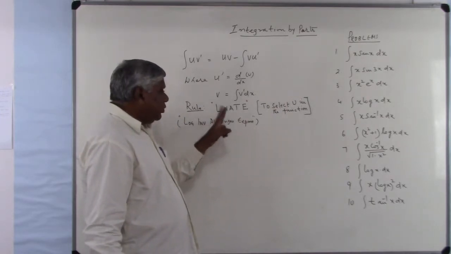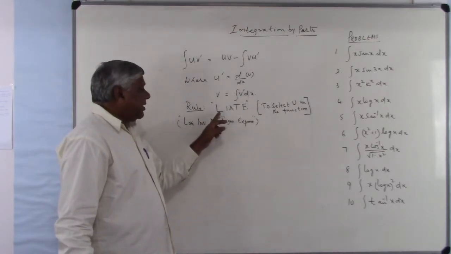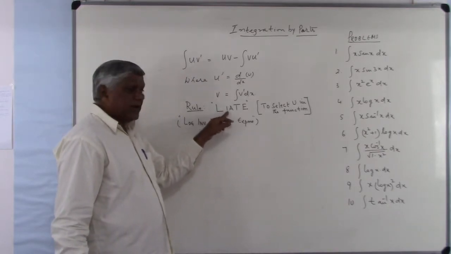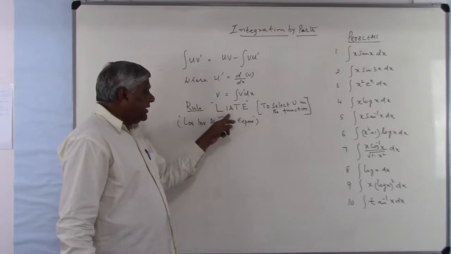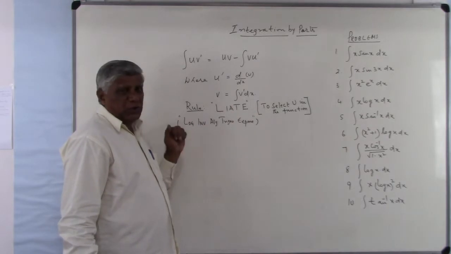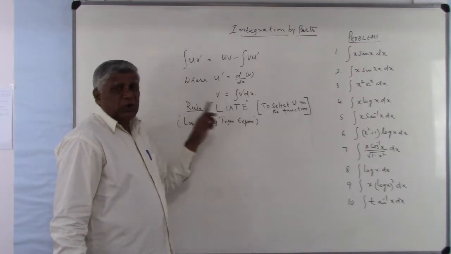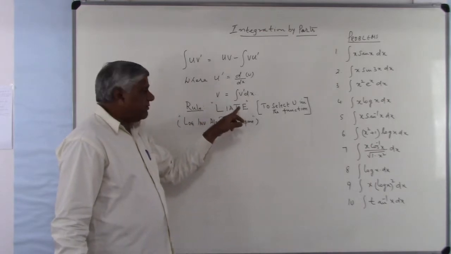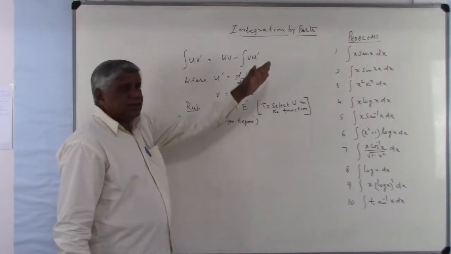In any case, if two functions are there, we have to select which one comes first. Suppose it is the multiplication of logarithm and inverse, then you have to select logarithm as u. If it is inverse and algebra, you select inverse as u. If it is algebra and trigonometry, you select algebra as u. And if it is trigonometry and exponential, you select the trigonometric function as u. So this is the rule we are going to follow in solving this problem.